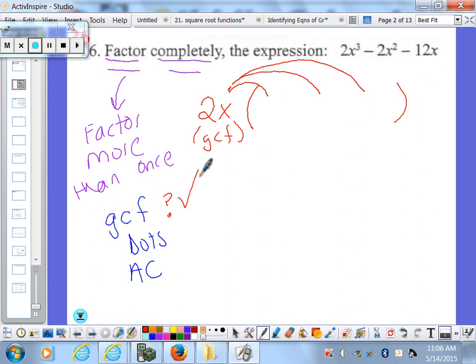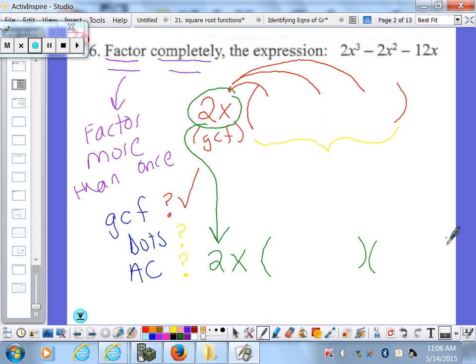Once you've done GCF, you're going to look at what you ended up with inside your parentheses, and you're going to ask yourself, can I do dots or can I do AC? You should only be able to do either dots or AC. Okay, so whatever's left in the parentheses, you will now factor that. In the end, for your final answer, don't forget to bring down your 2x. Okay, you should end up with something overall that looks like this. Alright, you're all set. Go ahead and complete 26 on your own. And remember, we do not circle our answers.